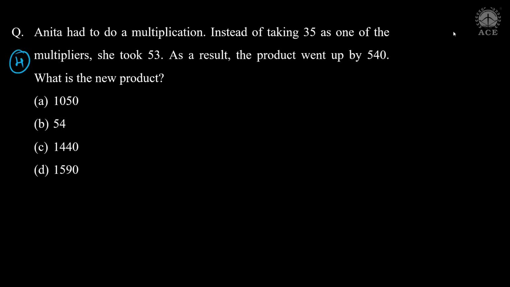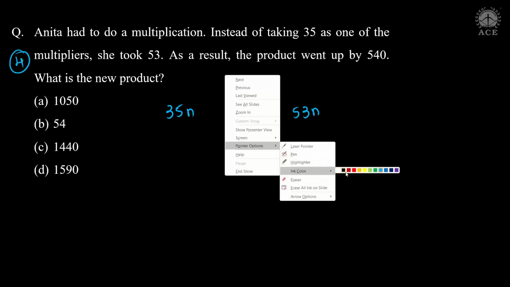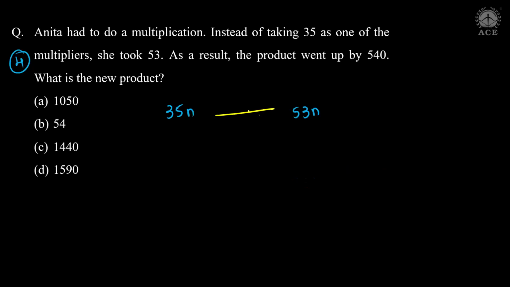Excellent, my dear friend. Now, what is the new product? See, initially there is a number. You are multiplying with 35. A number is multiplied with 35, but instead of that you multiplied with 53. You should multiply with 35, but instead of that you multiplied with 53. Because of this, the product is increased by 540. So the product is increased by 540.